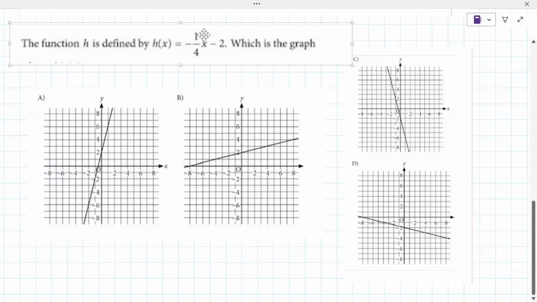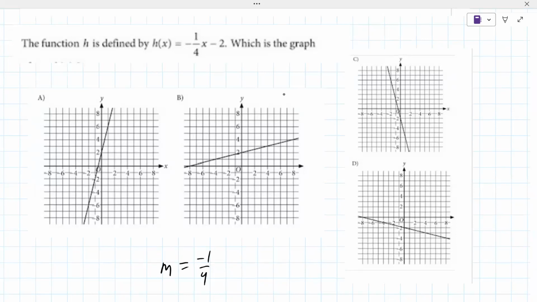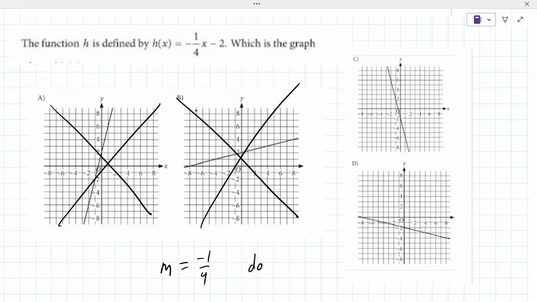Could you tell me the slope of this equation? Well, it's -1/4. So the slope is negative. Which 2 graphs could it be, or which 2 can you eliminate? You can get rid of B, right? B is out because it's going the wrong direction. Any other graphs that you can eliminate? Also A, because it's also going in the same direction. It's going up.